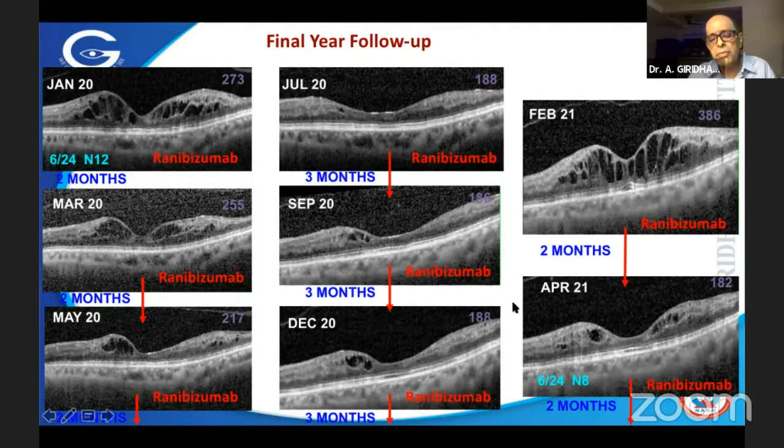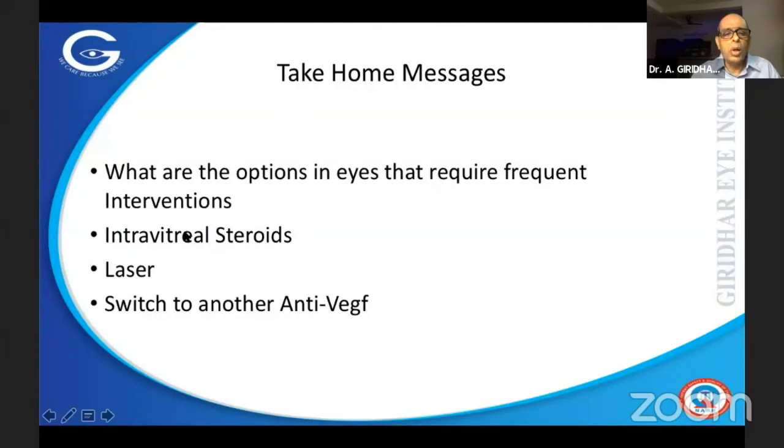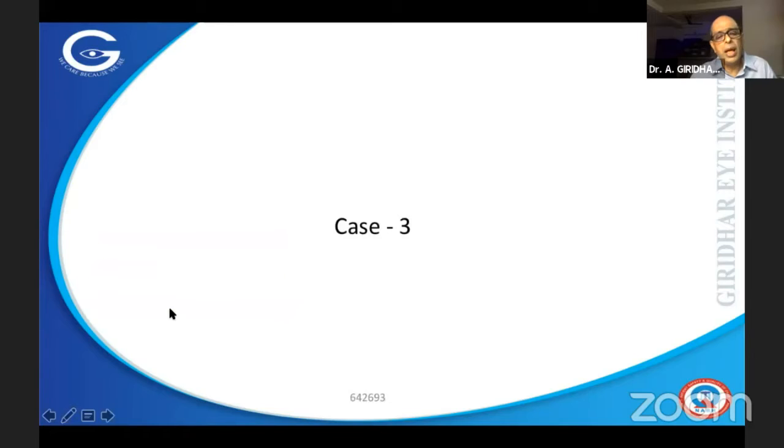And recently I shifted the patient to aflibercept, which gives a little longer duration of quiescence as far as this particular patient is concerned. Therefore, what are the options in eyes that require frequent interventions? One is either we switch to another anti-VEGF, look for intravitreal dexamethasone, and also do a fundus fluorescein angiography. And if there is peripheral retinal ischemia, probably laser photocoagulation also will help.